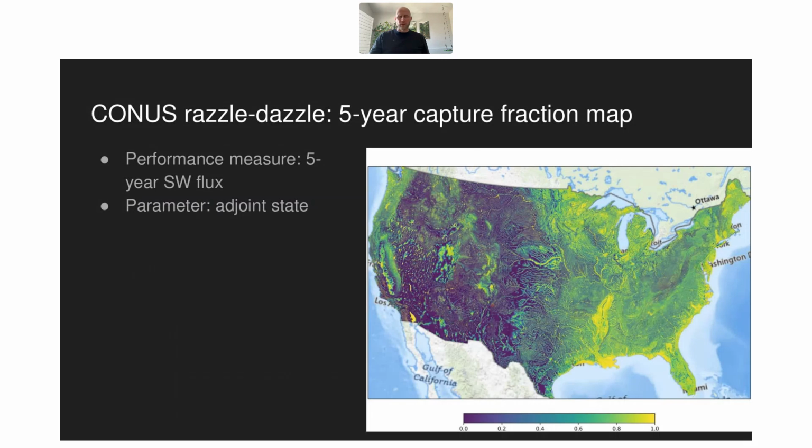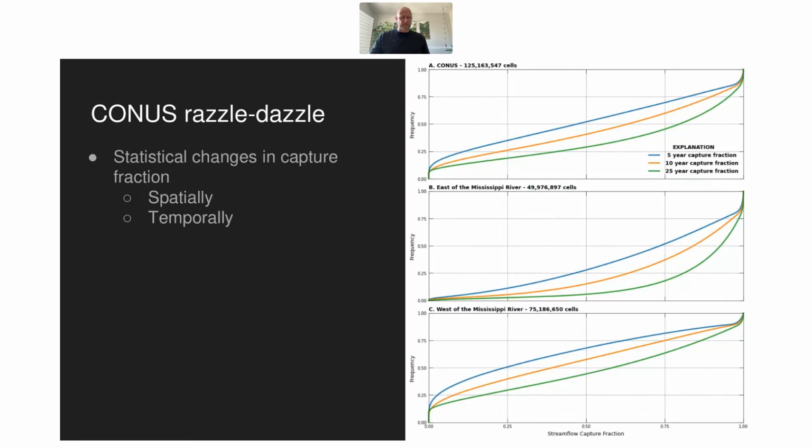So where it's 0, we see very little capture from pumping within 5 years. Where it's bright yellow, a lot of capture for pumping within 5 years. Nice picture. Joe has also been doing some statistical analysis with this. So looking at the cumulative distribution function for the whole US, and then splitting it east of the Mississippi, west of the Mississippi, and then looking at the 5, 10, and 25-year capture fractions and trying to understand how that stuff kind of stacks up.